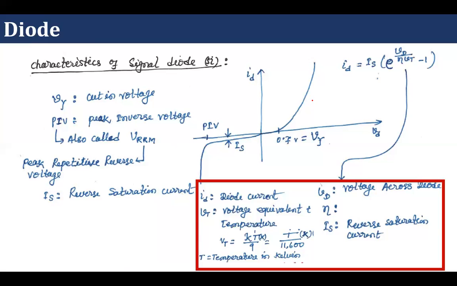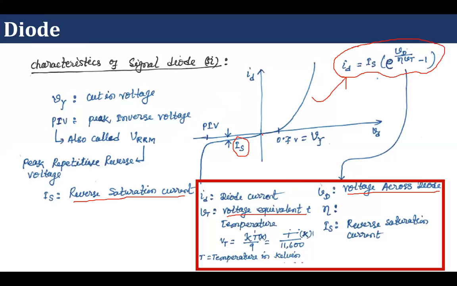So whatever graph we are getting, particularly the forward bias characteristic, can be defined mathematically with this formula: I_D, the diode current, equals I_S, where I_S is the leakage current, also known as the reverse saturation current, multiplied by e to the power V_D upon eta V_T, minus 1. Here V_D is the voltage across the diode, and V_T is the thermal equivalent voltage.